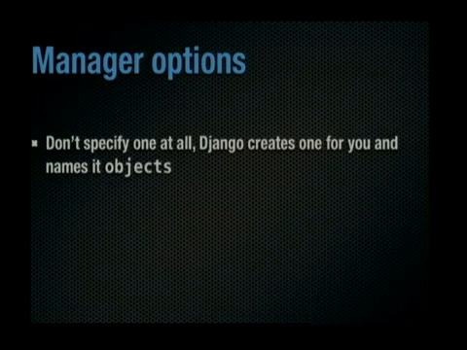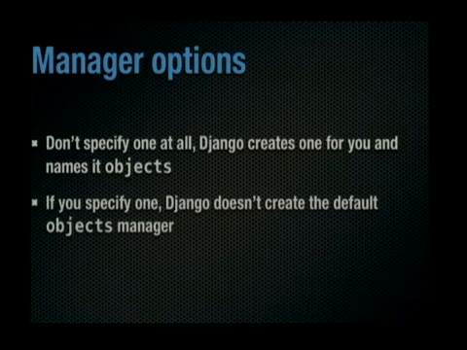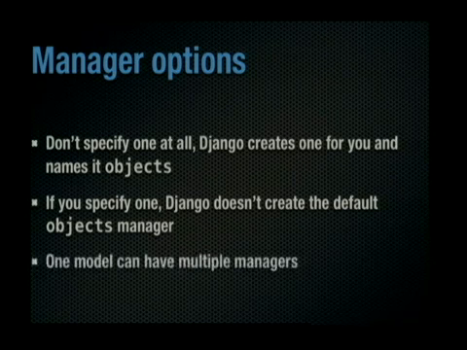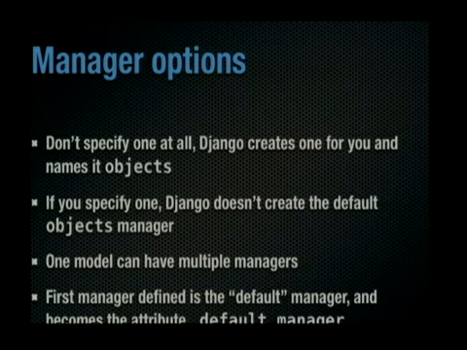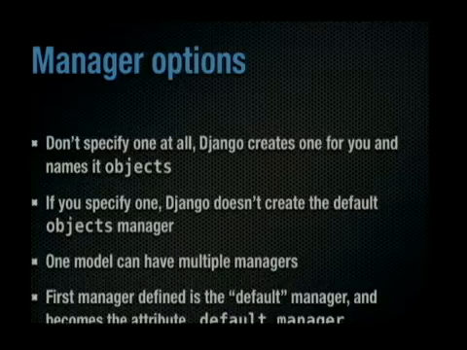If you don't specify one at all, Django creates one for you and names it objects. If you do specify one, Django does not create a manager for you and does not call it objects. You get whatever manager you ask for. You can put multiple managers on the same model class. The first one you define, or the first one that Django sticks on there, becomes the default manager for the model. Anything that cares about it is going to get that manager, and it's going to become the attribute underscore default manager on that model class.